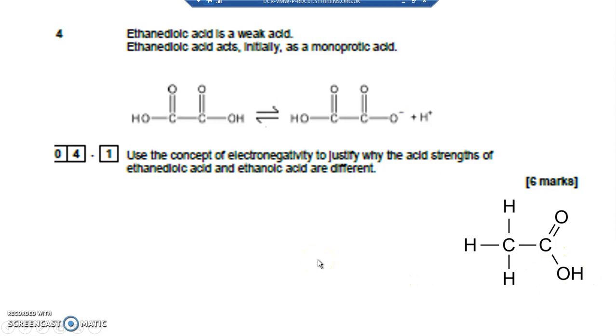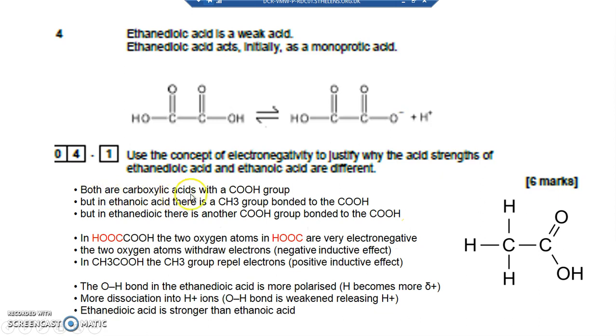So let's have a look where some of these 6 marks come from. First of all, the first mark will come from the fact that they've both got a COOH group, a carboxylic acid group, whereas ethane dioic acid has got 2 carboxylic acid groups compared to the 1 in ethanoic acid. That's where the first mark will come from. Both have COOH groups, but in ethanoic acid there's a CH3 and only 1 carboxylic acid group, but in ethane dioic acid there are 2 carboxylic acid groups. So you'll get 2 marks for saying any 2 out of those 3.